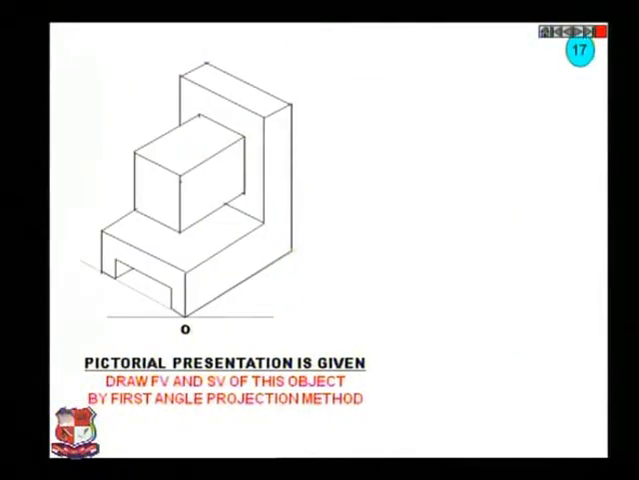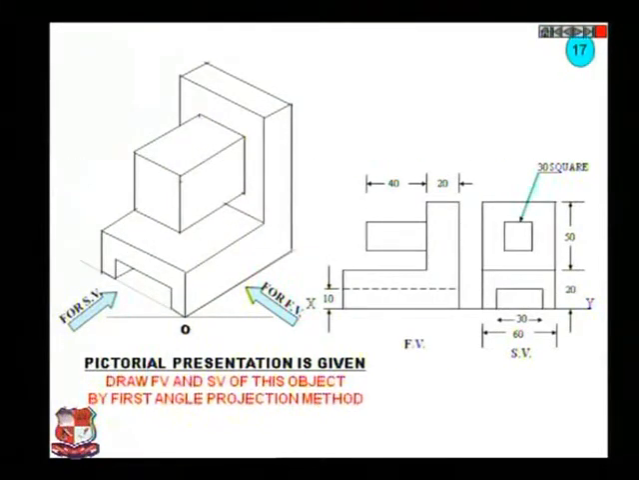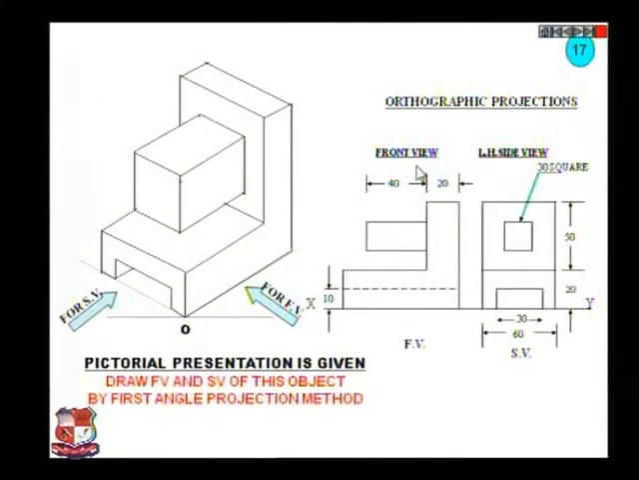Now one simple problem: front view, side view and top view. Its front view and side view would appear like this. If you look from the front, it would appear as shown over here. So this is the orthographic front view. This is the left hand side view of this object.